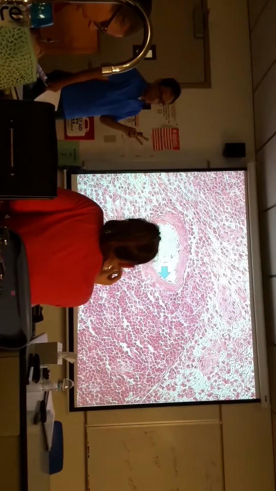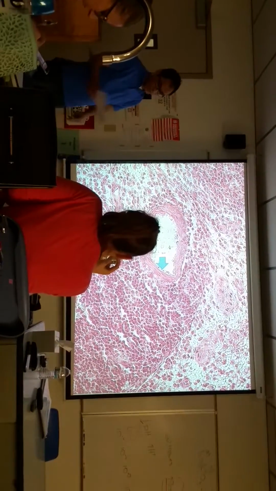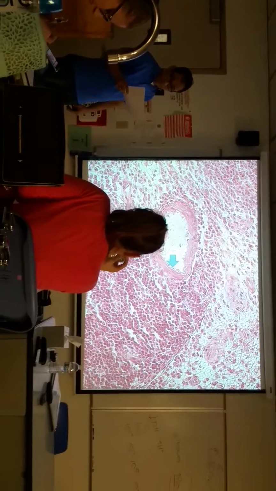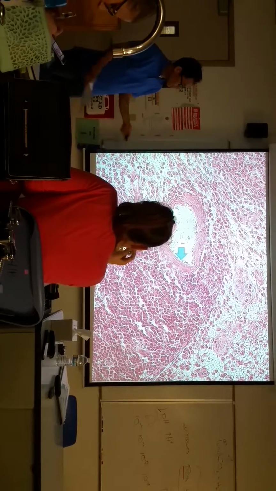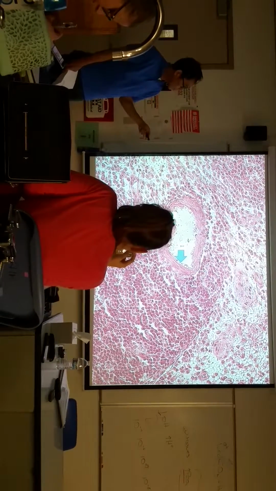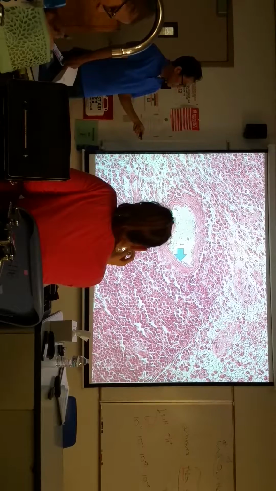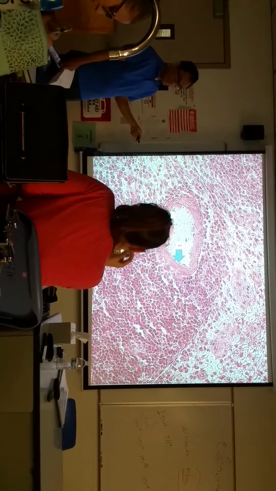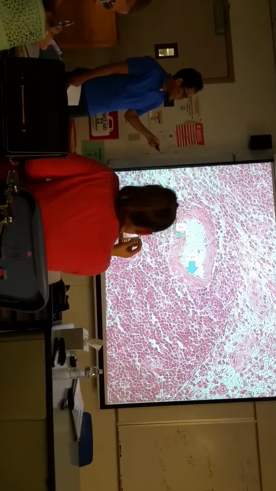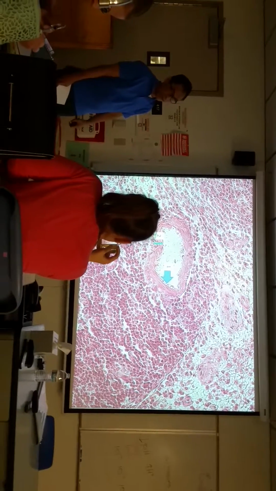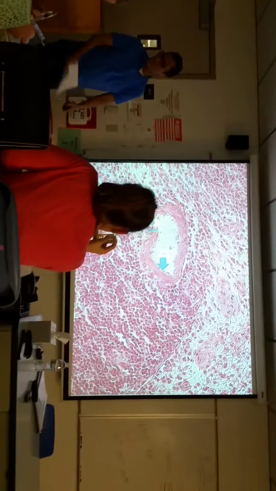Now we're down to 2 layers. This is an arteriole, specifically from the spleen. It's white pulp, the purple stuff here. And this is 2 layers, a TI and TM, tunica intima and tunica media. This is a central arteriole, down to 2 layers.